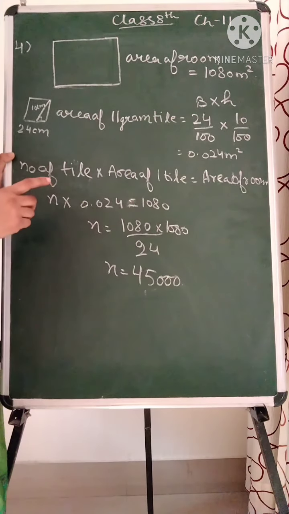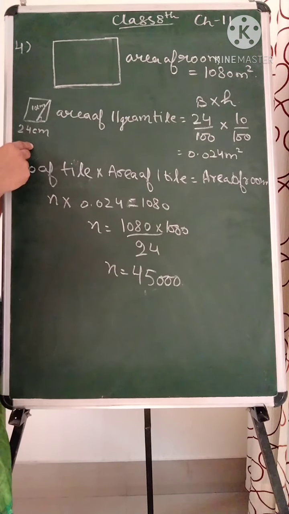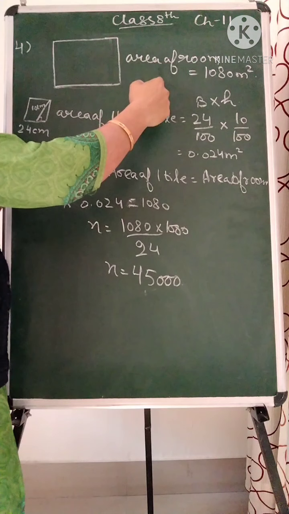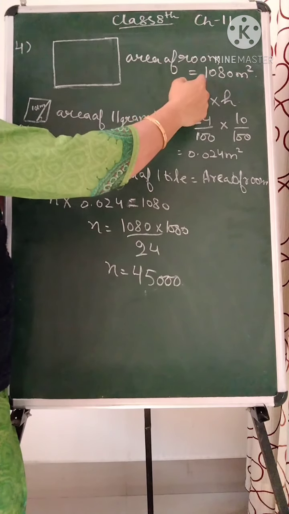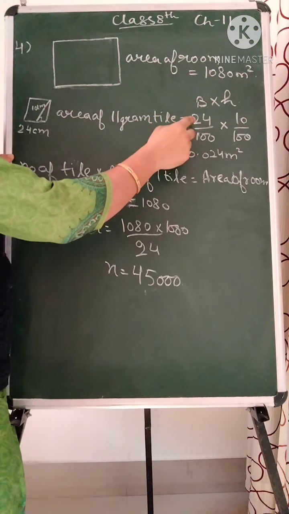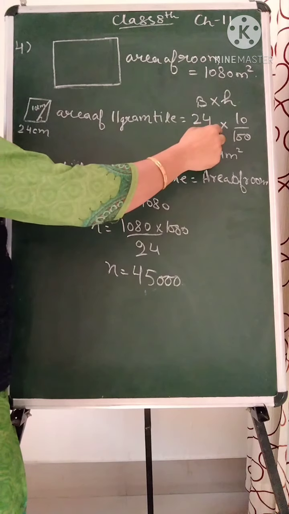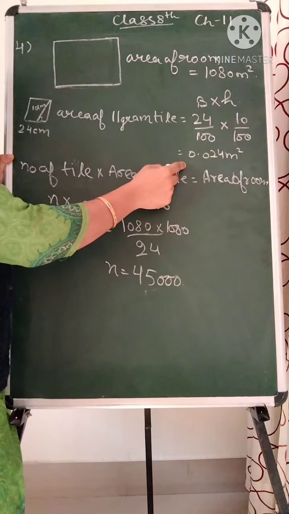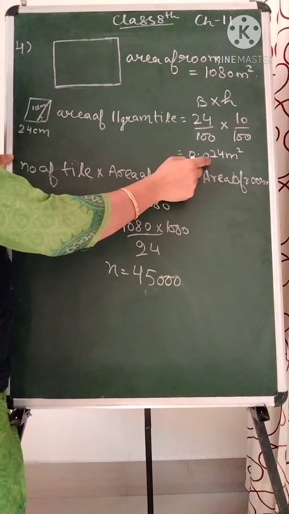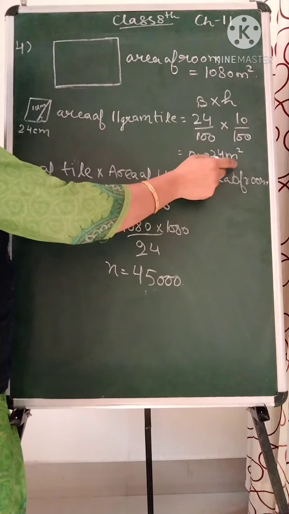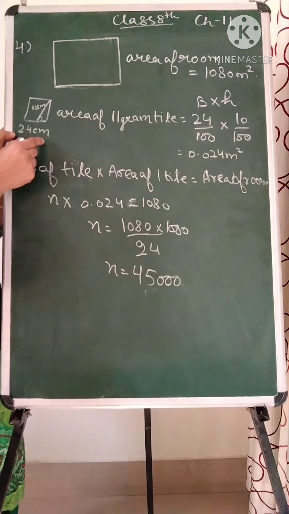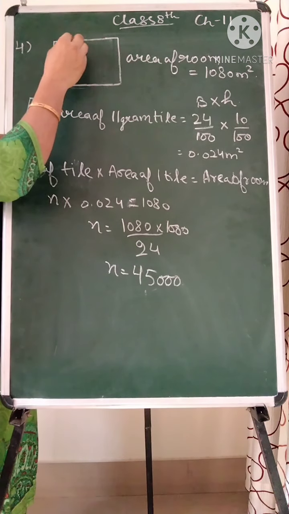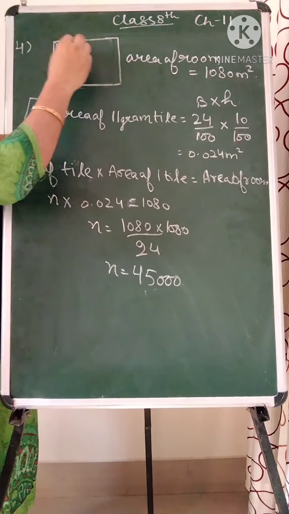So area of a parallelogram tile is base into height. I have to convert 24 centimeter into meter because the dimensions of the room area are given in meter. So 24 upon 100 into 10 upon 100, your answer becomes equal to 0.024 meter square. This is the area of one tile which you are placing in the room.